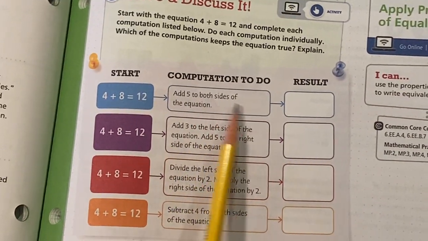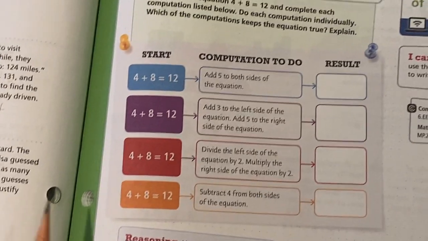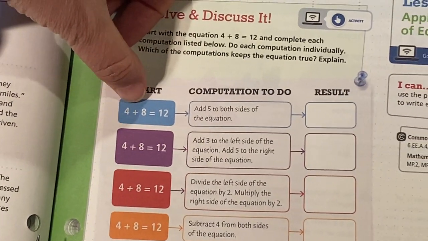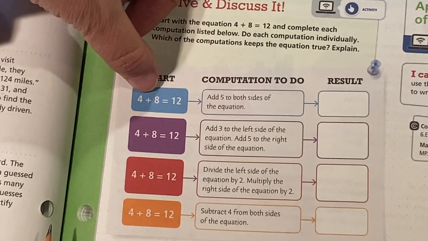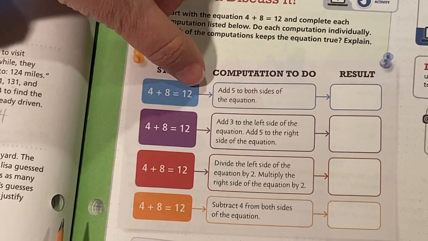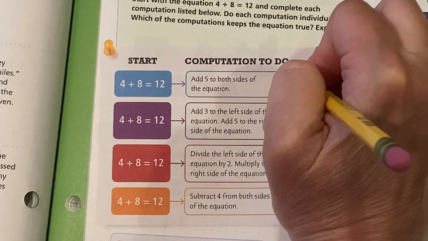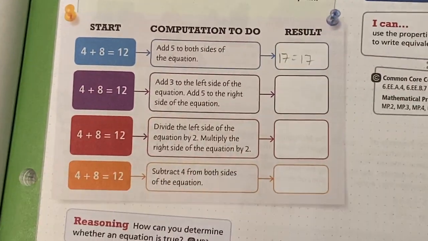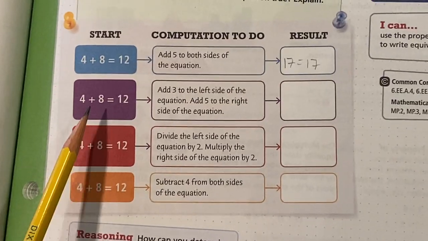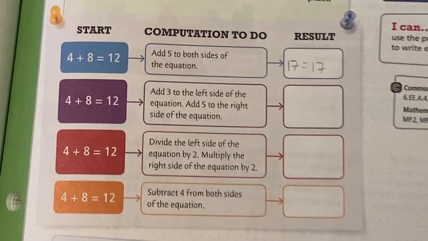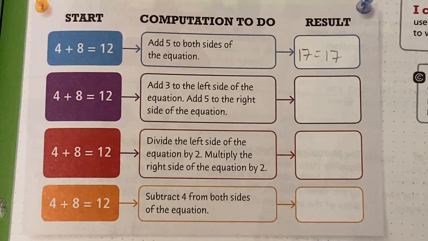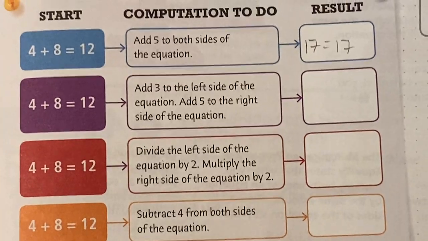Add 5 to both sides of the equation. Well, this is 12, so plus 5 would be 17. And if I'm adding 5 over there, it's 17 also. So now I'm going to get 17 equals 17. Do the rest of those now. Pause the video and start it again when you're ready to go over the answers.